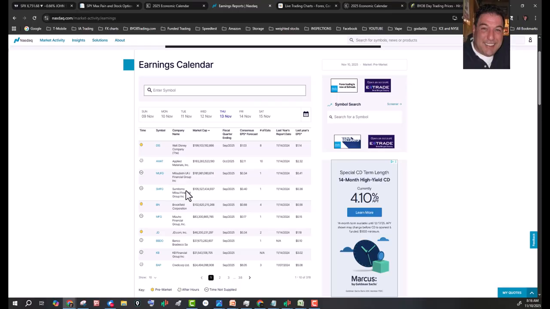Mitsui Sumitomo Financial also gonna try to report. So all in all, some more familiar names: Mitsubishi, Sumitomo, but nothing really market moving. They'll definitely help out their sectors.